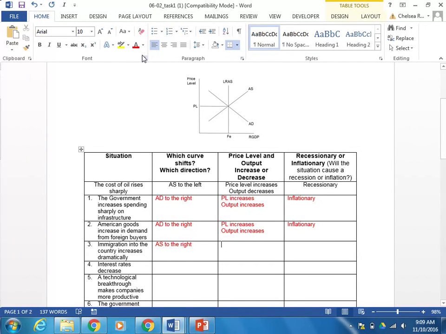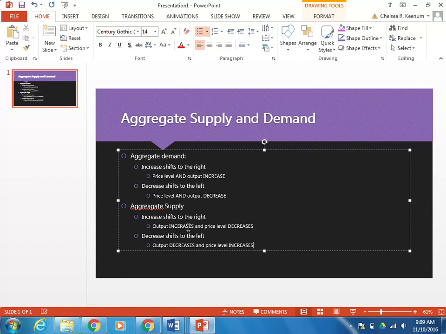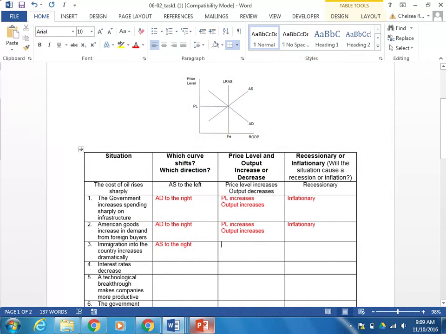Okay, now let's look back over here. What happens if AS shifts to the right? The output increases and the price level decreases. So price level decreases, output increases. Okay, now if AS moves to the right, we move down here. Okay, our price level is on the right side of the LRAS, so it's going to be inflationary also.